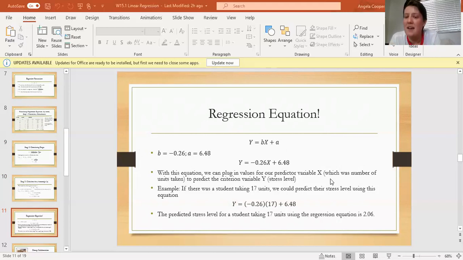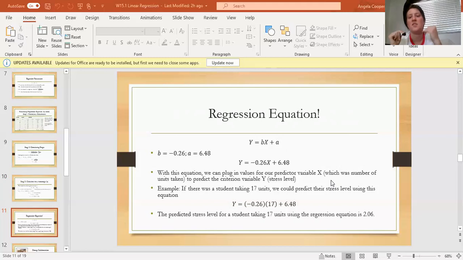So we can plug in values for our predictor variable, our x, our units taken, to predict the criterion variable of stress. If there's a student that's taking 17 units, we can use this equation to predict what their sanity levels would be. I think I said stress. I meant to say sanity. In fact, I have stress all over this, but it's sanity. But some could say they're interchangeable with education.